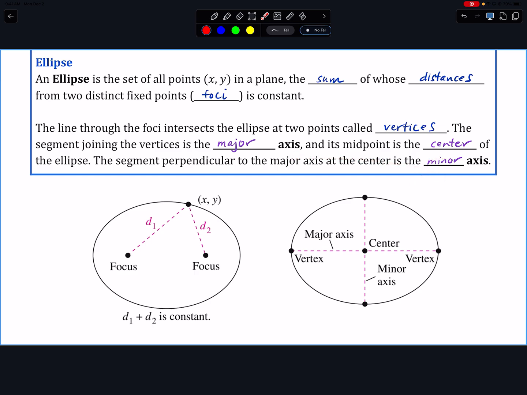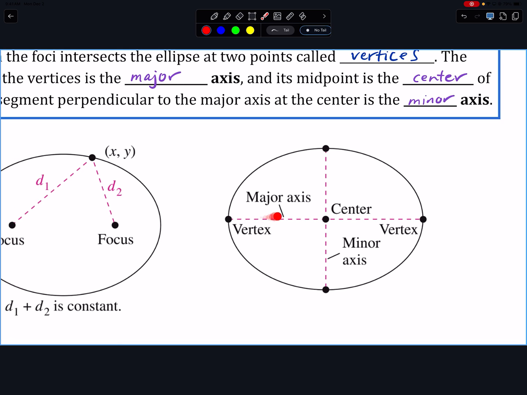Okay? So if you guys look at this ellipse, do you guys see how the left and right direction is longer than the up and down direction?